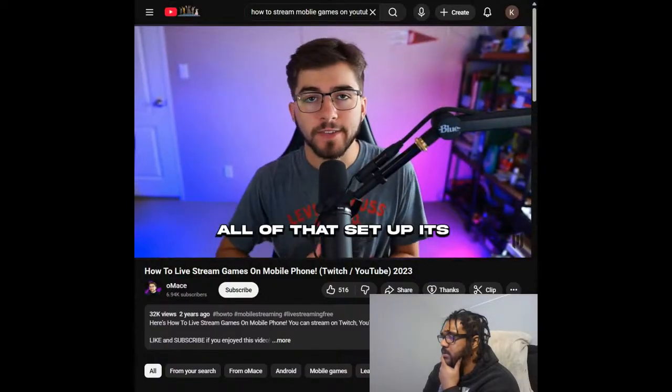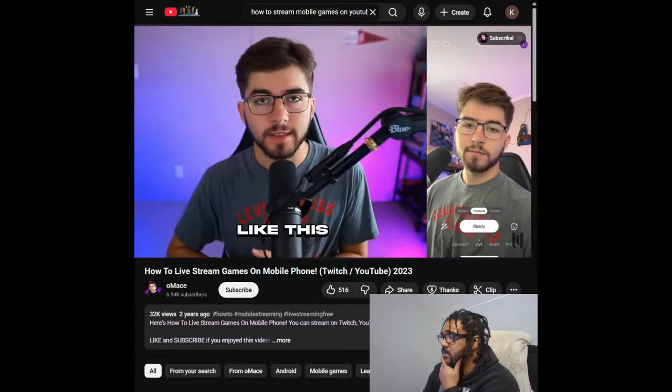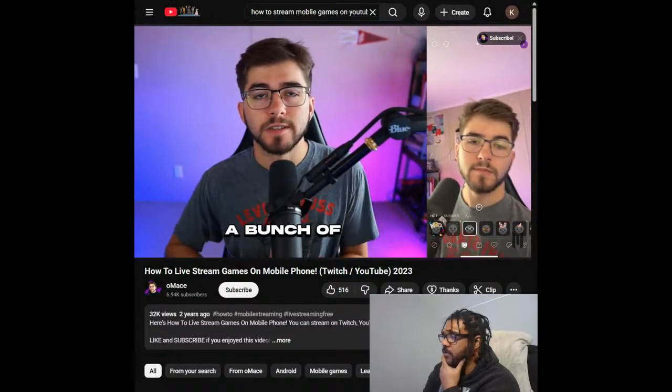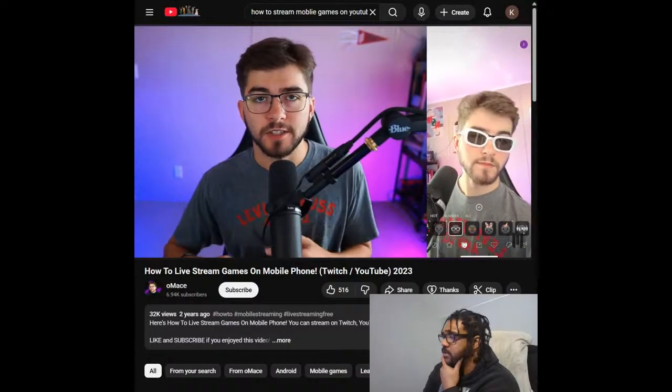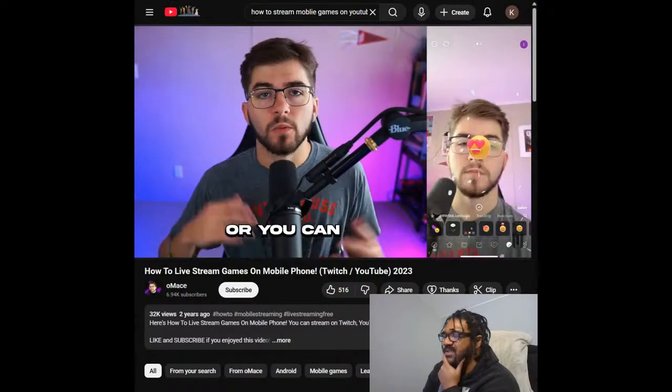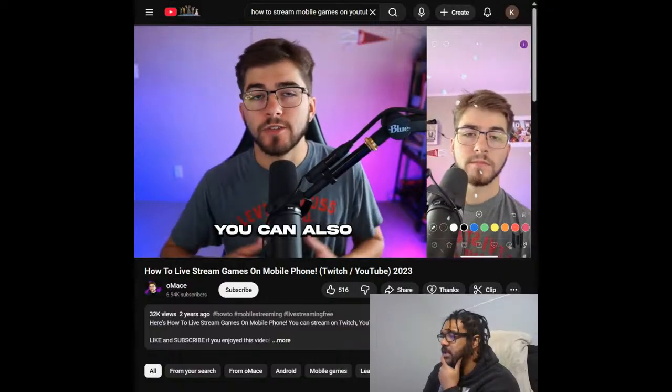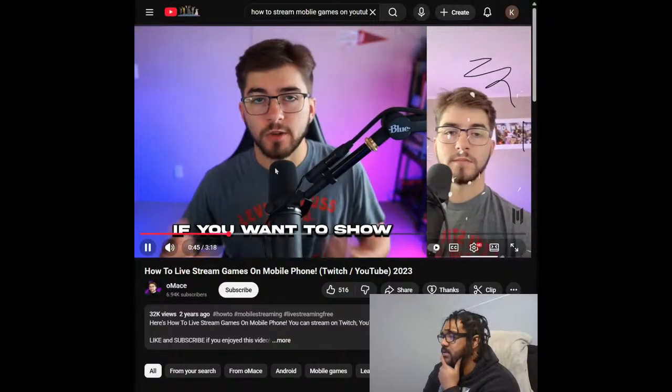Once you have all that set up, it's going to look something like this. The first section I'm going to be showing you is the photo section. You can do a bunch of different things while taking your photos, such as different filters for your camera, where you can add shades or stickers or all that type of stuff. You can also draw on your screen if you want to show something important.